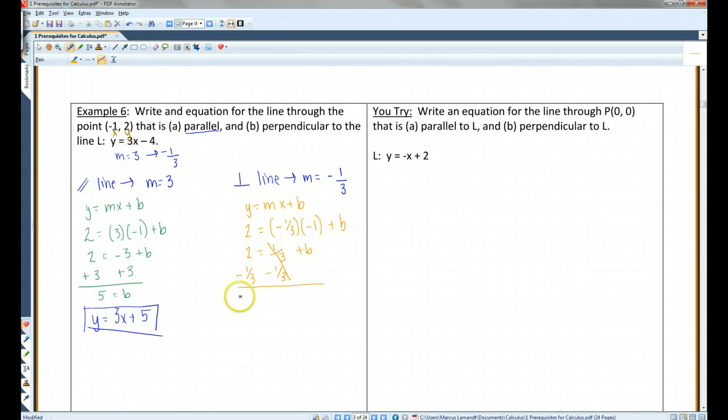This goes away. 2 minus 1/3. Anytime you subtract fractions, you're going to have to get a common denominator. This is like 2 over 1, so I'm going to multiply top and bottom by 3. I've got 6 over 3 minus 1 over 3.